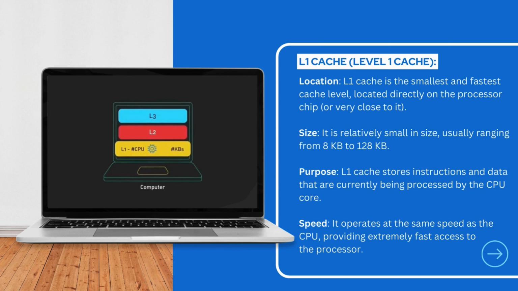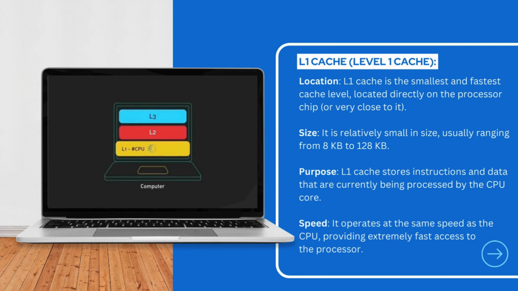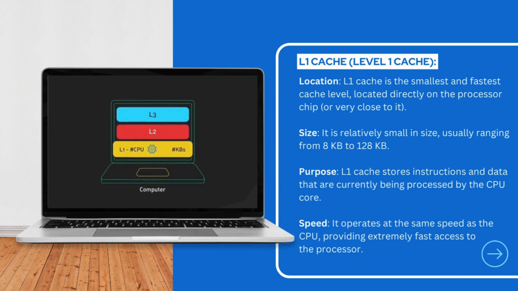Purpose: Level 1 cache stores instructions and data that are currently being processed by the CPU core. It operates at the same speed as the CPU, providing extremely fast access to the processor.